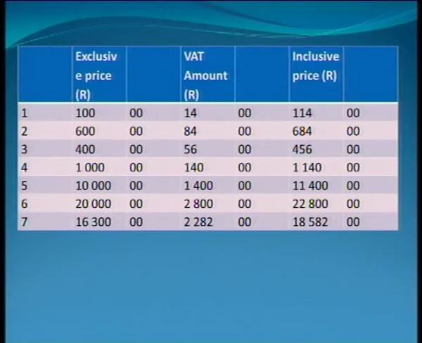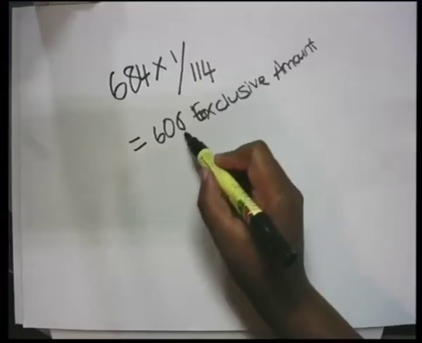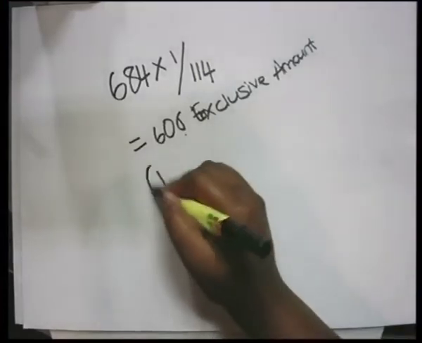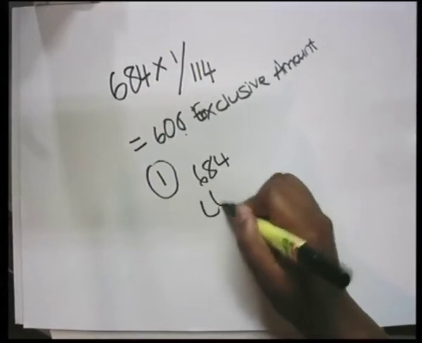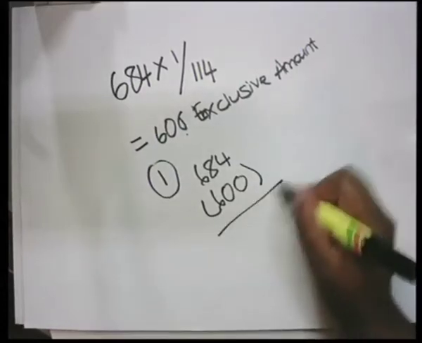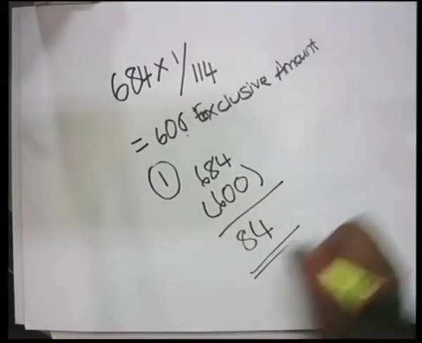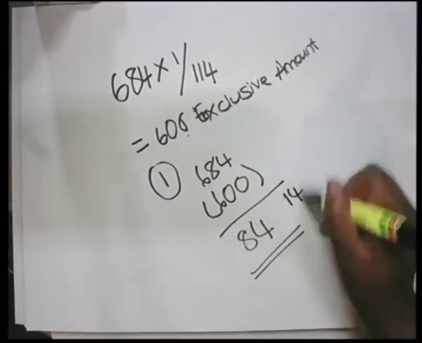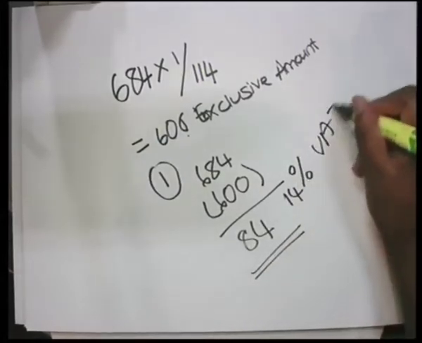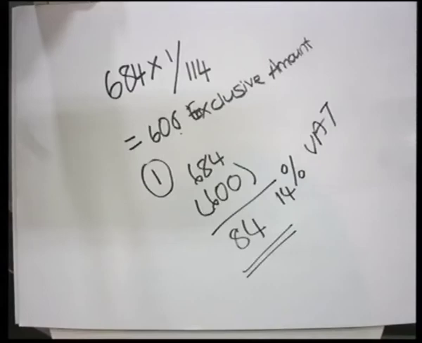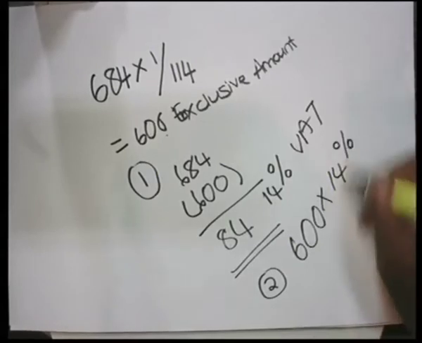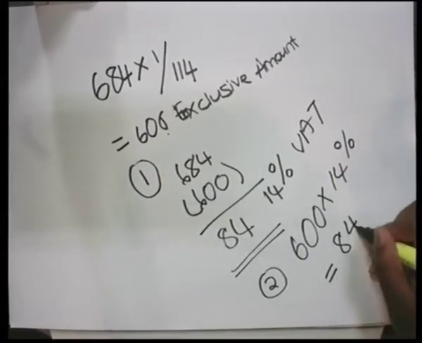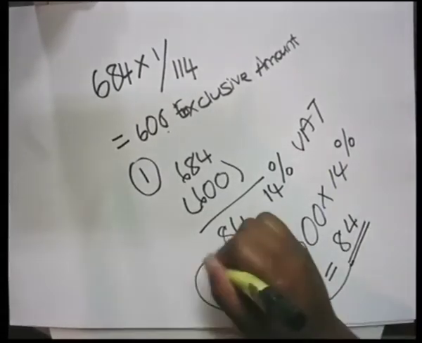So if you want to find out what is the VAT amount, you have two ways. The first one, you can say 684 less 600 will give you 84, which is the 14% VAT. Or the second method, you can say 600 times 14%, which will give you 84. Still the same answer as that one.